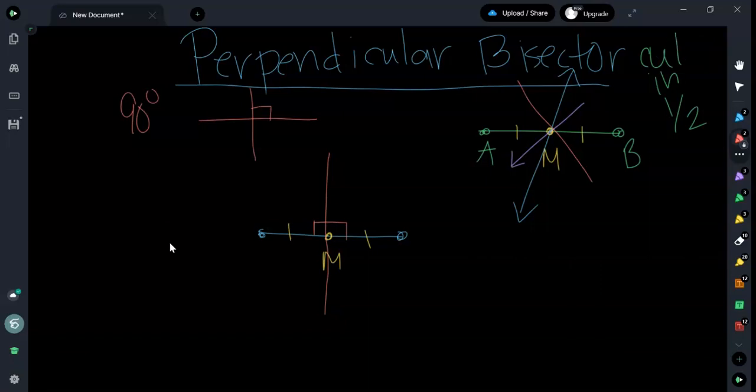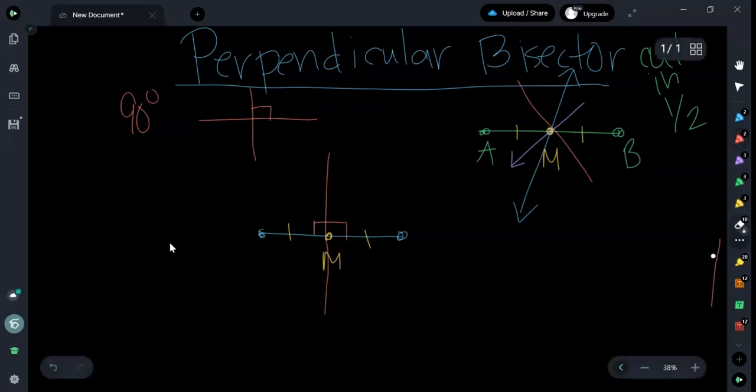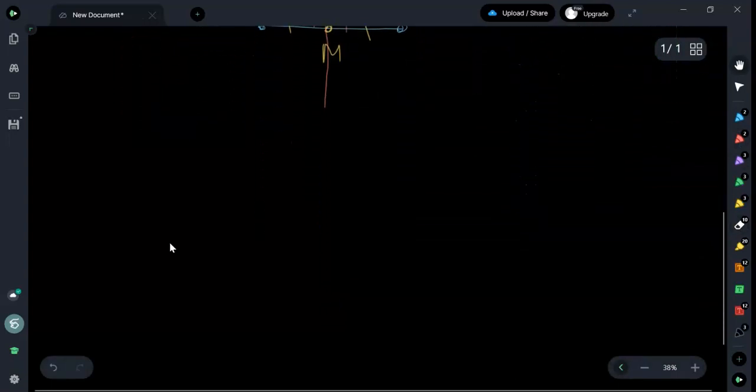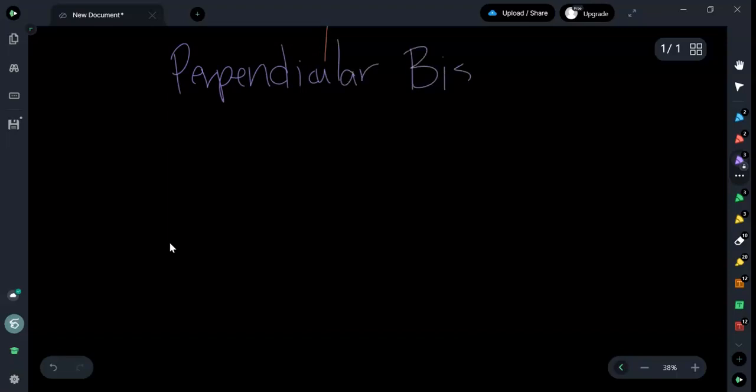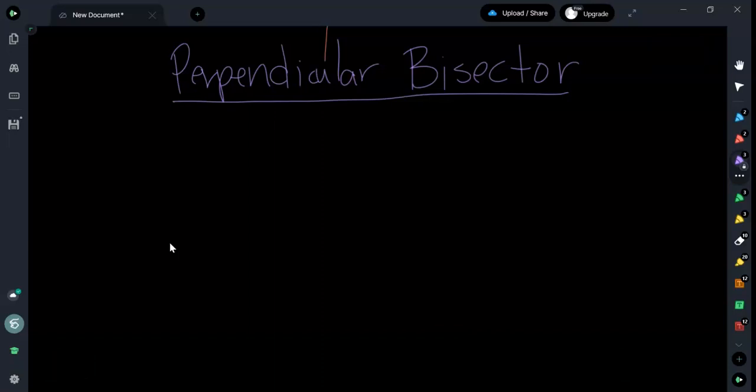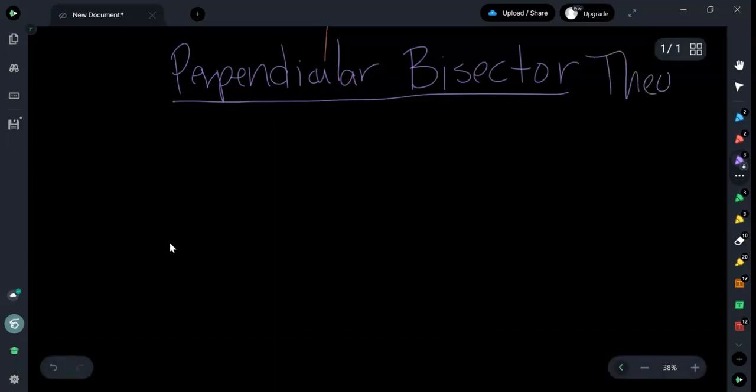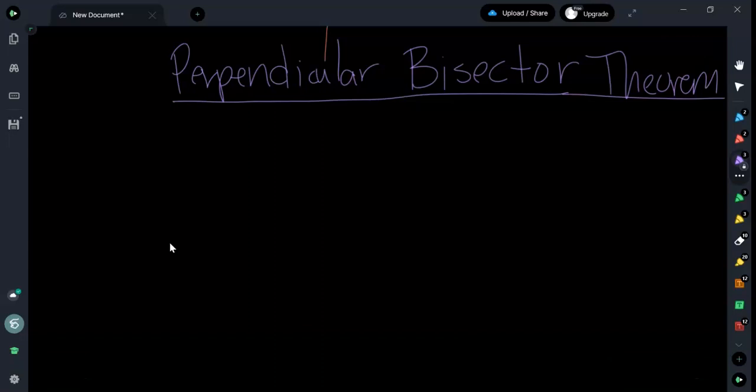Now we have a theorem called the perpendicular bisector theorem. So let's look at it. We know what a perpendicular bisector is now: a line, segment, or ray that bisects a segment, cuts a segment in half at a 90-degree angle. Now the theorem. The perpendicular bisector theorem has to do with the points that actually lie on that perpendicular bisector.